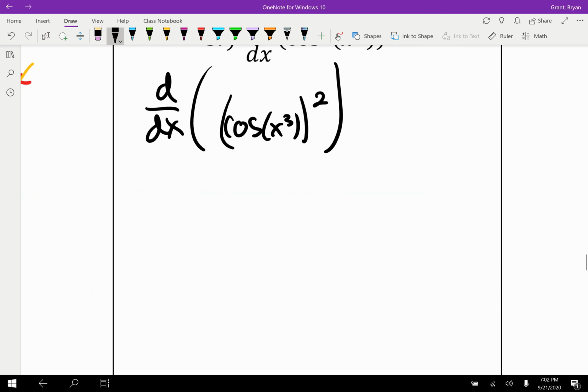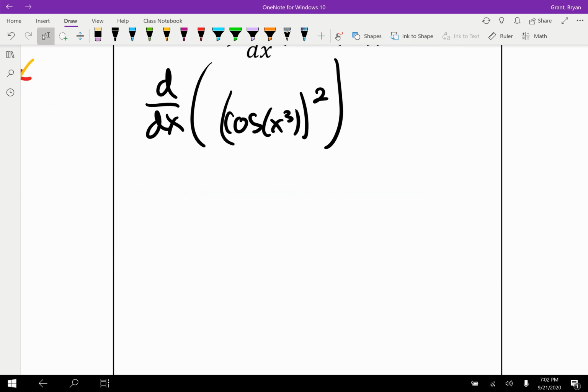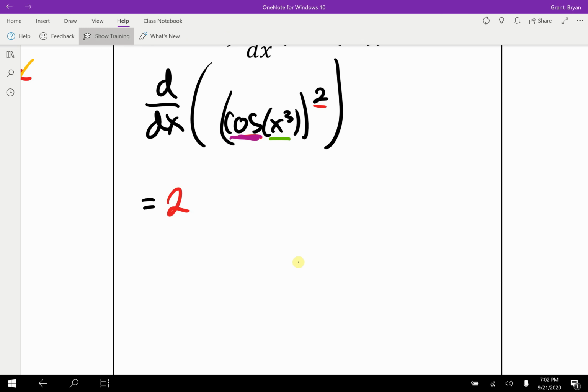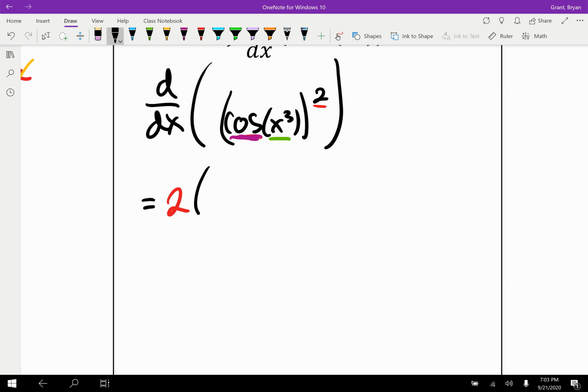So let's go ahead and realize that there are three functions going on here. Our most outer function is the square, my next outer function is cosine, and my innermost function is x cubed. So it looks like three iterations of the chain rule here. We start with the outside. The 2 is going to come down, and it's going to leave the rest of everything unchanged. Cosine of x cubed to the first power.